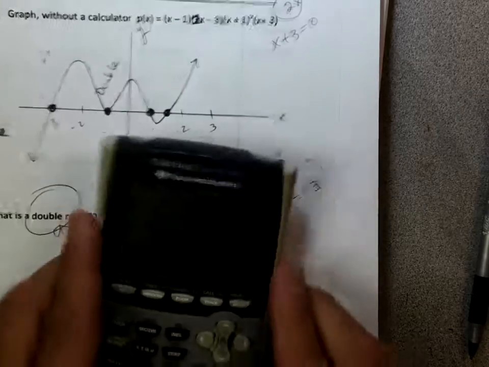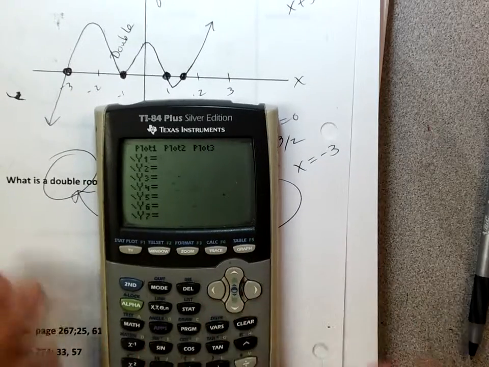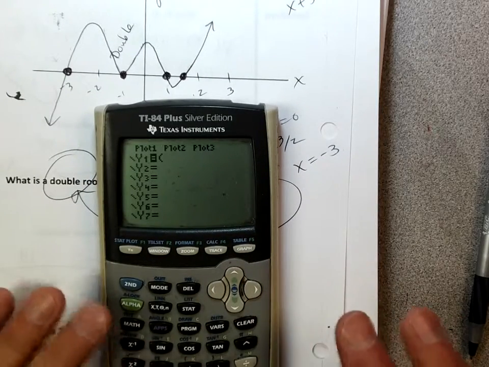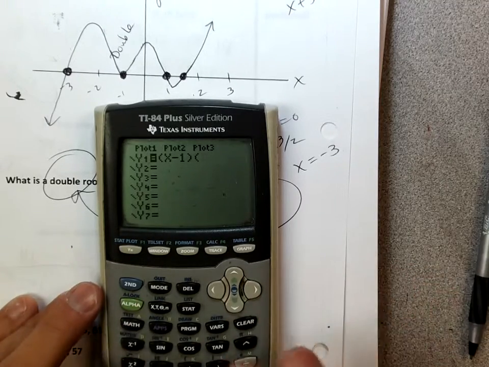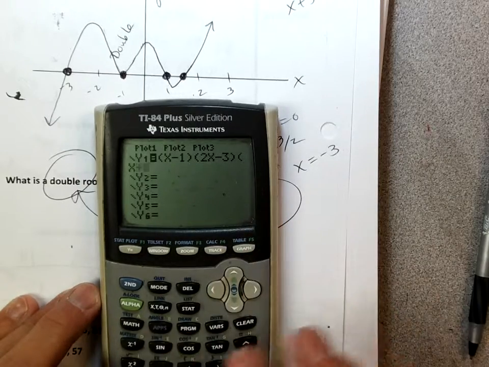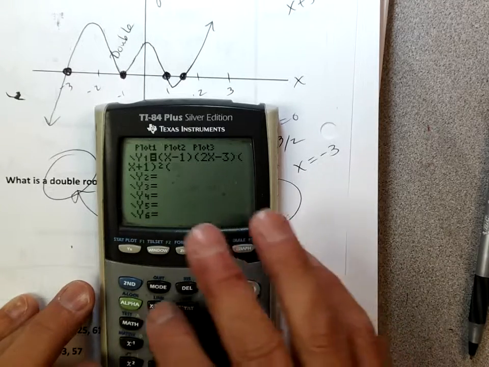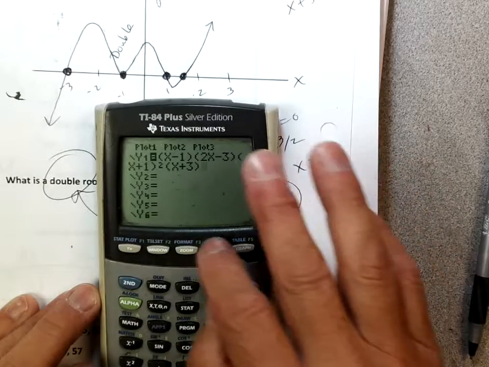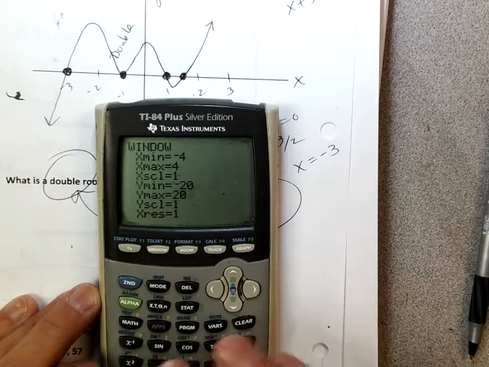In fact, if I wanted to graph it anyway, we could. I know I'm right, but I'm going to prove to you I'm right. I've got a 2x minus 3, I've got an x plus 1 squared, and I've got an x plus 3. Let me get a good window on here. Let's go from negative 4 to 4. I don't know, maybe negative 20 to 20. I don't know how big it is. And let's graph it.